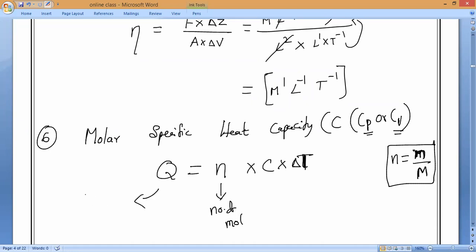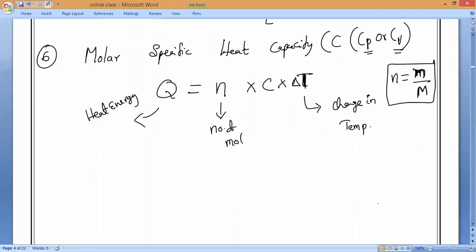So Q means heat energy. n means number of moles. C means specific heat constant. And delta T means, Rudreshwar, can you tell me what is delta T? Whenever delta is coming, that indicates change in temperature. So now C is equal to what? The formula will come: C is equal to Q divided by n into delta T.